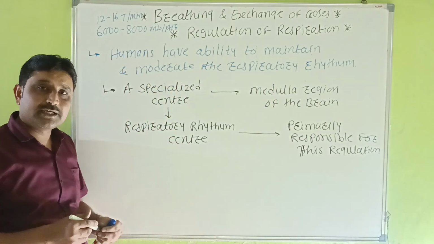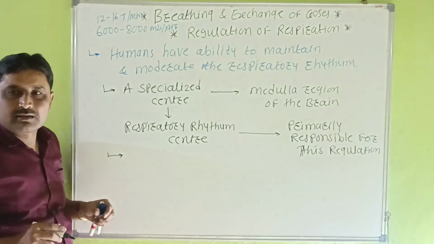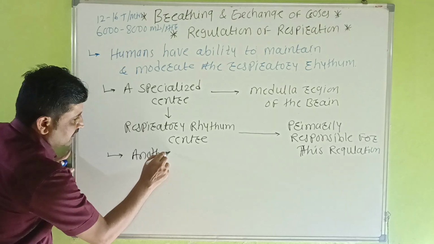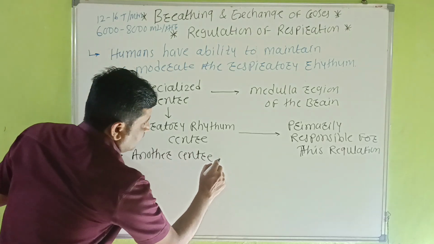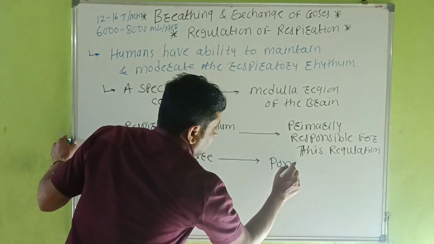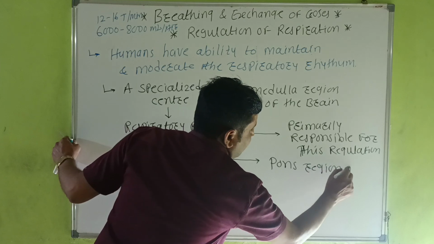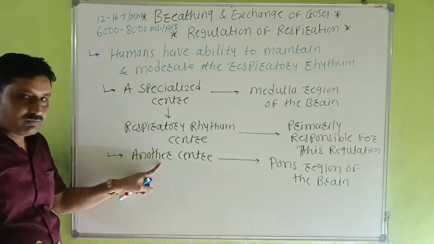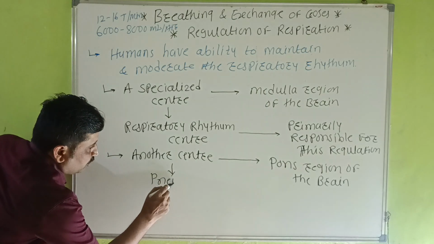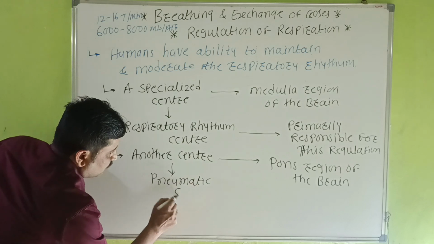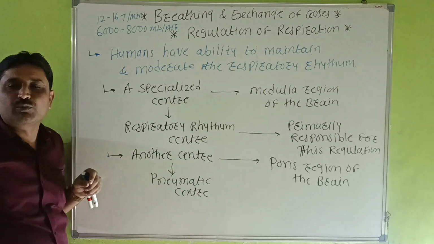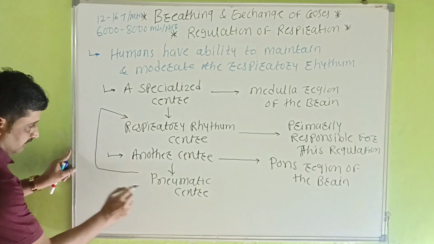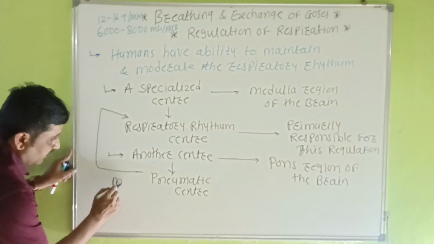Right? Which is second? So there is another center, एक दूसरा center है, and that center is located in the pons region. कहाँ located है? Pons region of the brain. Right? And that center is known as pneumatic center. उसे क्या कहते हैं? It is called as pneumatic center. And this pneumatic center can moderate the function of respiratory rhythm center.